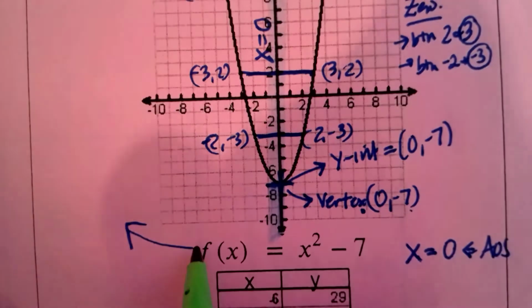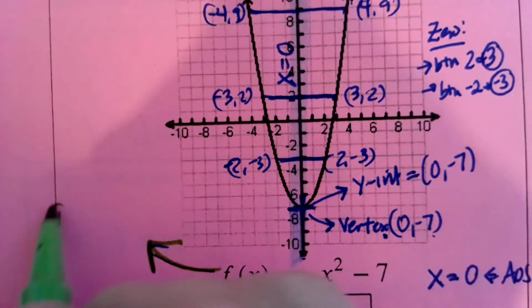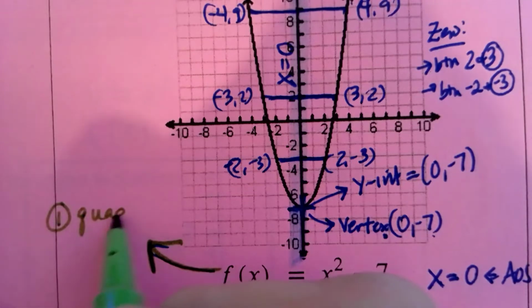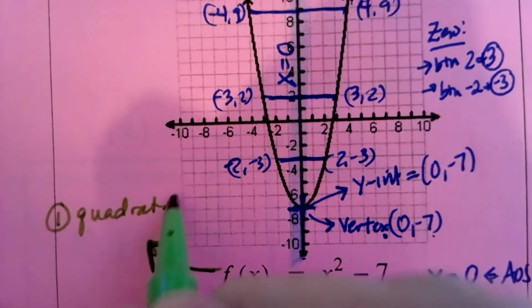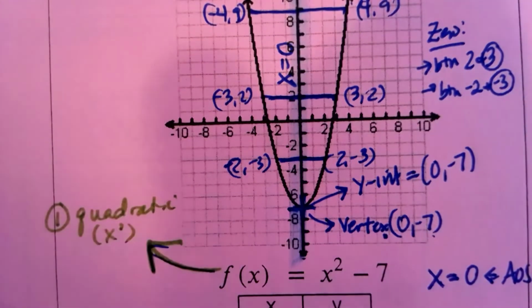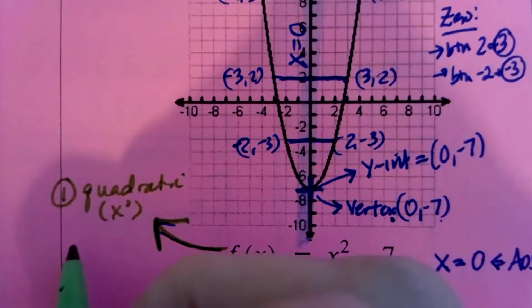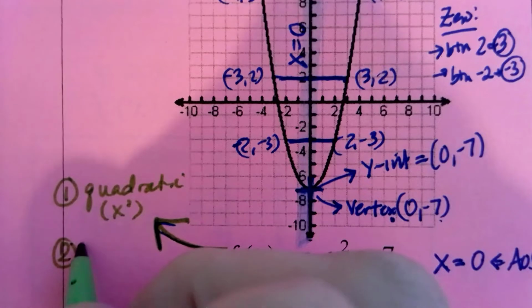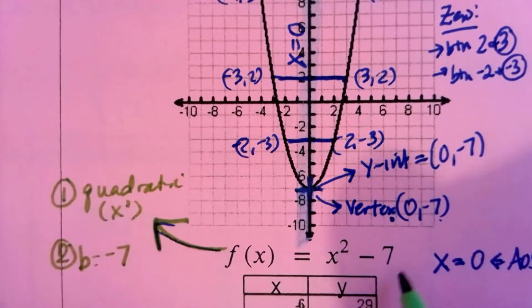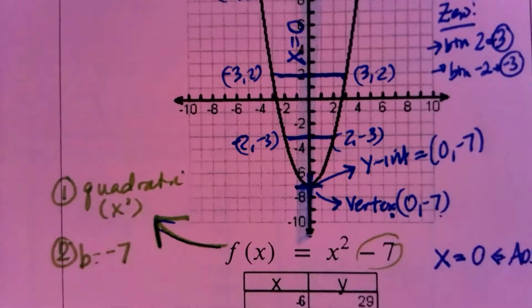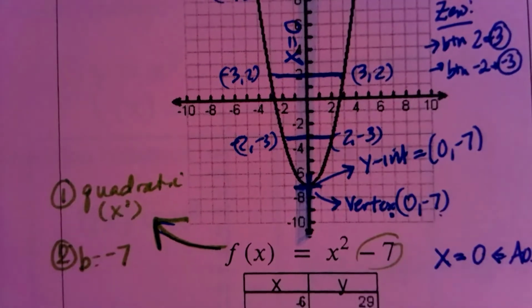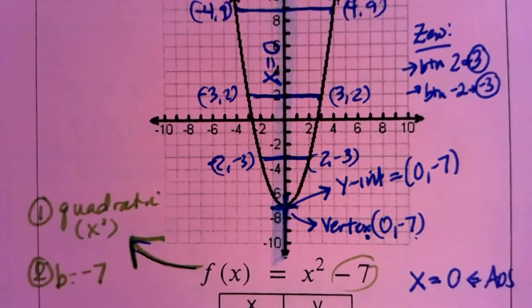Okay. So let's look at this equation. From the equation, I can tell two things. I can tell that it's quadratic because it has an x squared as its highest exponent, and I can tell that its y-intercept is -7 because that's the constant. The constant is always the y-intercept. Okay, so that's all I can get from that equation.